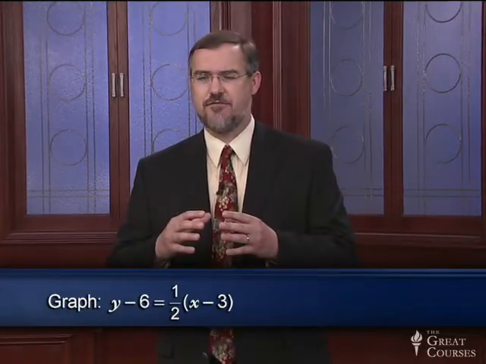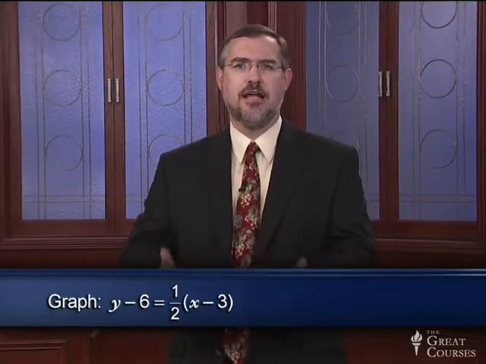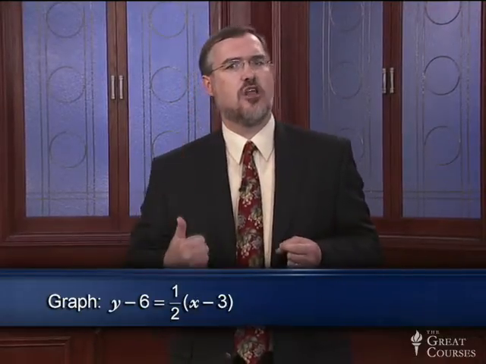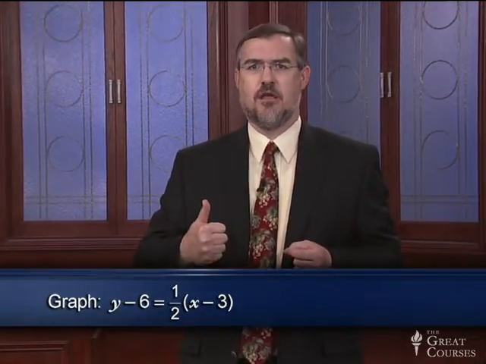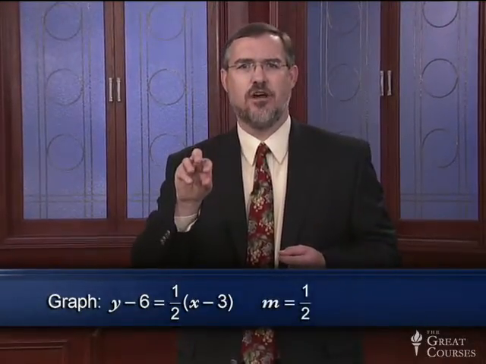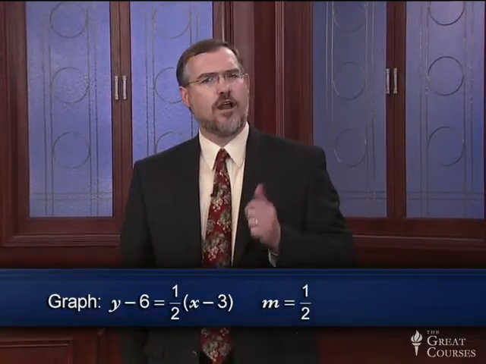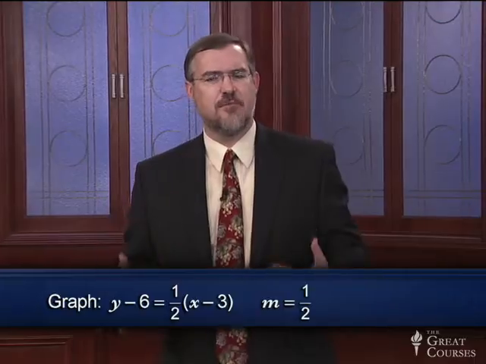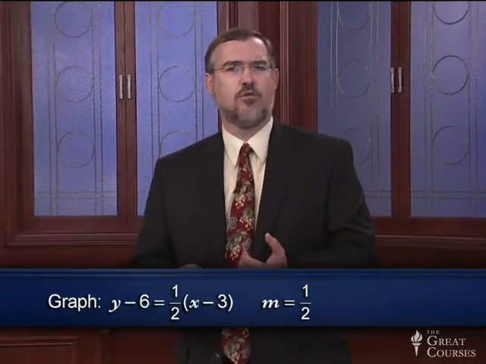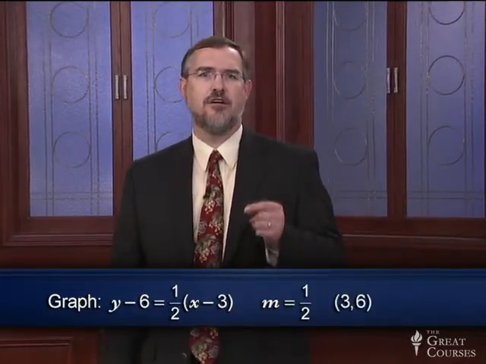So, first things first, we look at that equation and we see that it's in point-slope form. Let's now pull out the information from the equation. First, what is the slope of this line? Well, the answer is the 1/2 that's sitting right on the right-hand side of the equation. So I know that my slope is 1/2. Now, what else do I know from the equation? What else can I pull out from it? Well, I know the coordinates of a point through which the line goes. And that point is (3, 6).